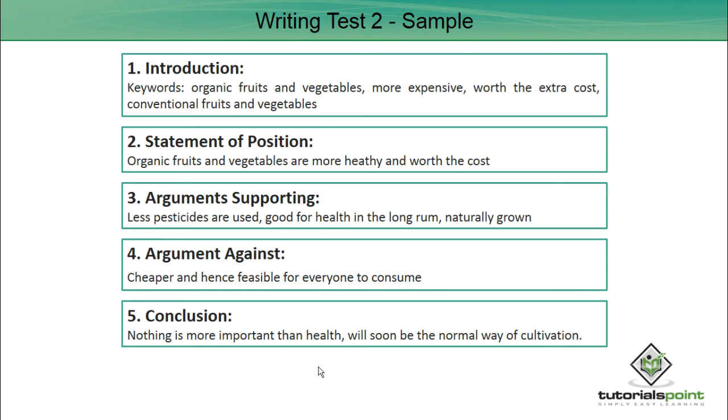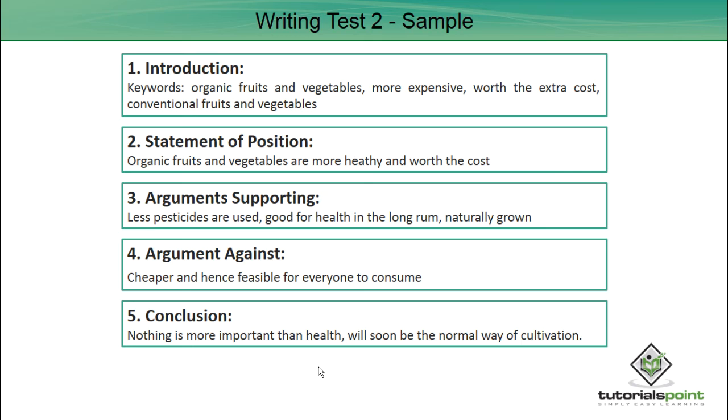So now coming to the conclusion, I chose to say there is nothing more important than health, and soon this will be a normal way of cultivation. So I feel everything is going to go towards, in the future, cultivation is going to go towards complete organic. So this was my stance, and this is how I will build my conclusion and build my answer based on this entire setup. You can also have points 3 and 4 interchanged if you're going to go against the topic, and later you can come up with some statements for supporting the topic and then build your conclusion accordingly.